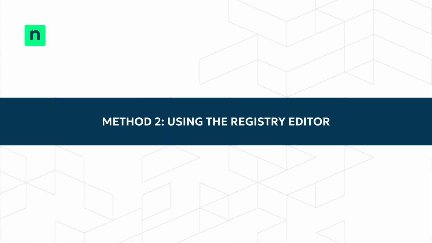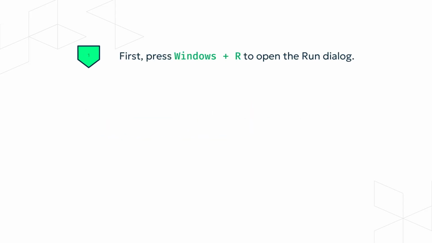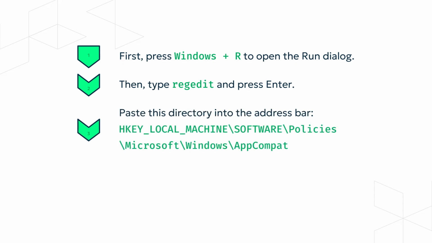Using the Registry Editor. You can use the Registry Editor to add or remove the Compatibility tab. Since this method involves modifying settings in your Windows registry, it's best to back up your registry before any modifications. First, press Windows plus R to open the Run dialog, then type regedit and press Enter. Paste this directory into the address bar.